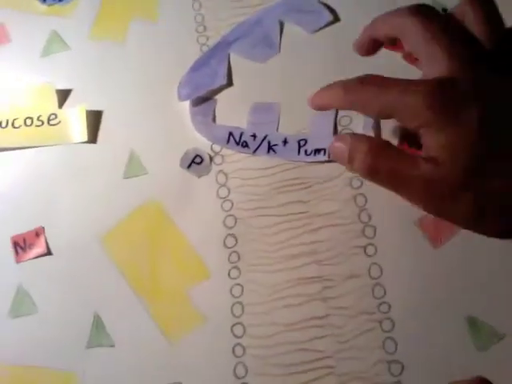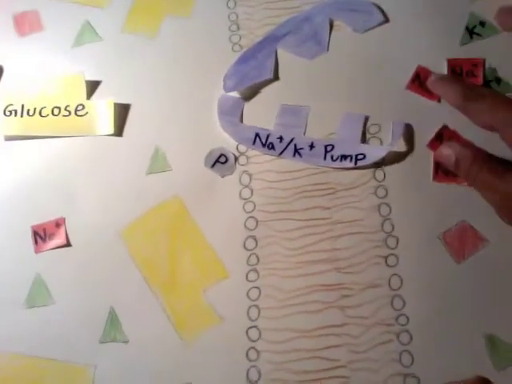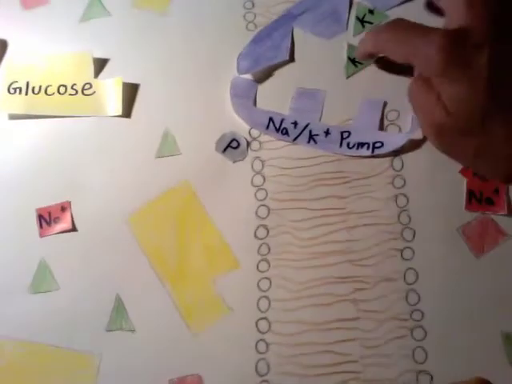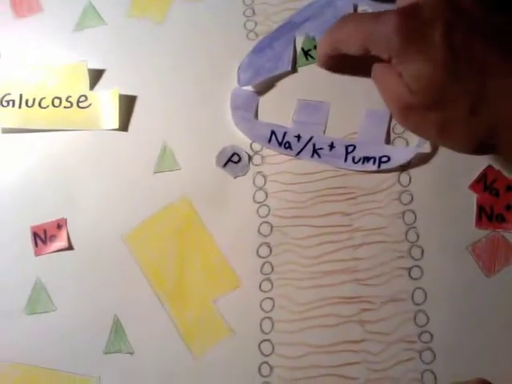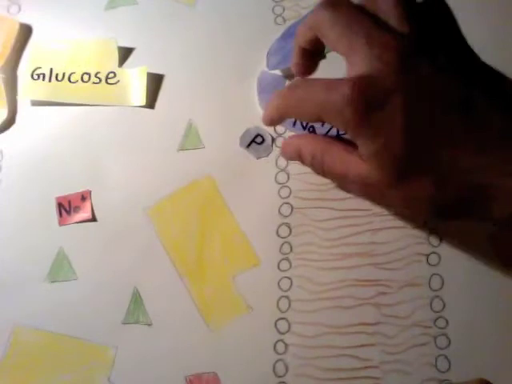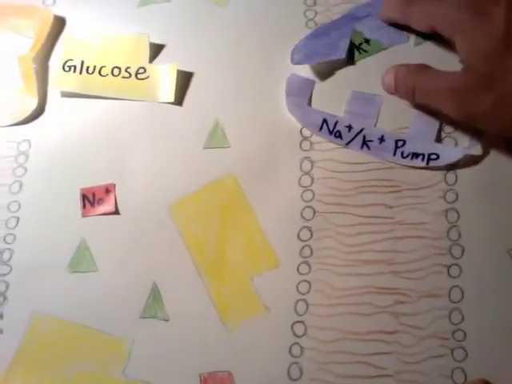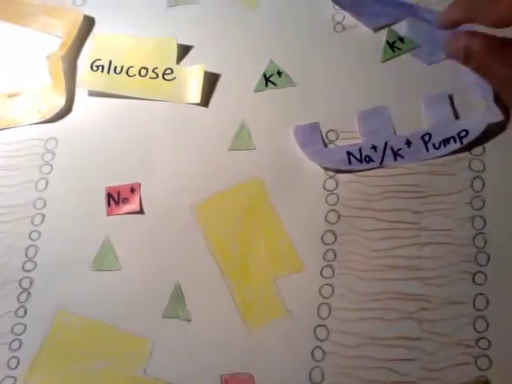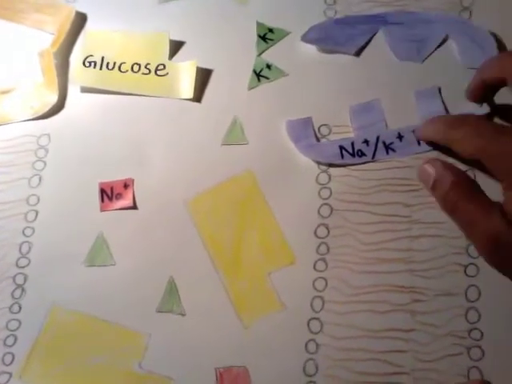Now, the sodium-potassium pump has a high affinity for potassium. As potassium attaches itself to the sodium-potassium pump, its shape takes its original form and releases potassium into the epithelial cell.